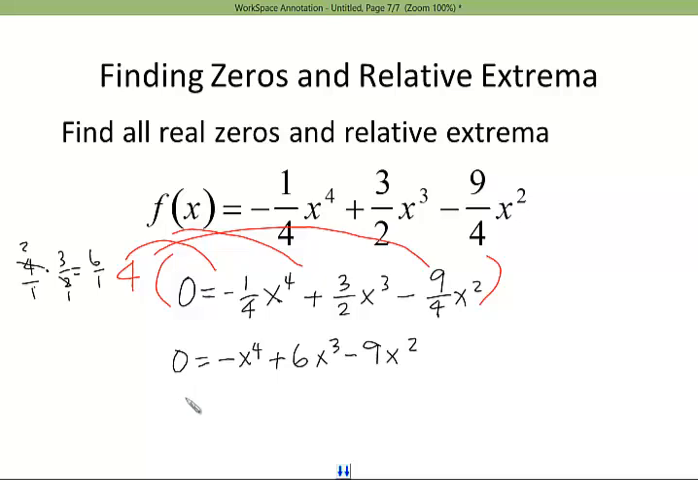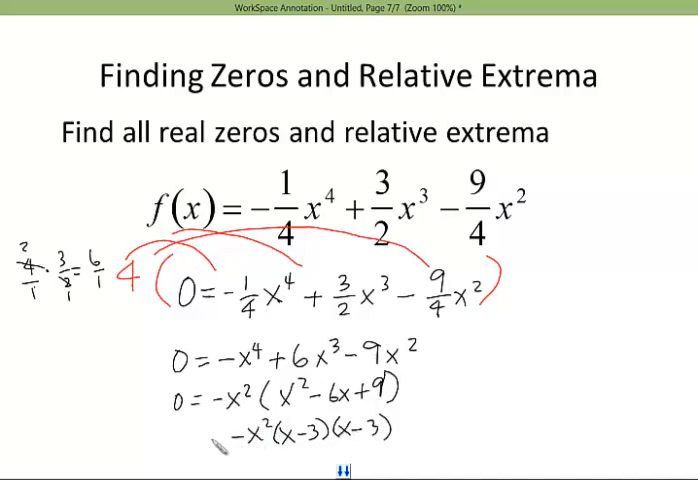Okay, I'm going to factor out a negative x squared. Okay, that's my greatest common factor. I get x squared minus 6x plus 9 because I factor out a negative. And I know this factors to x minus 3, x minus 3. And then you can solve this, right?